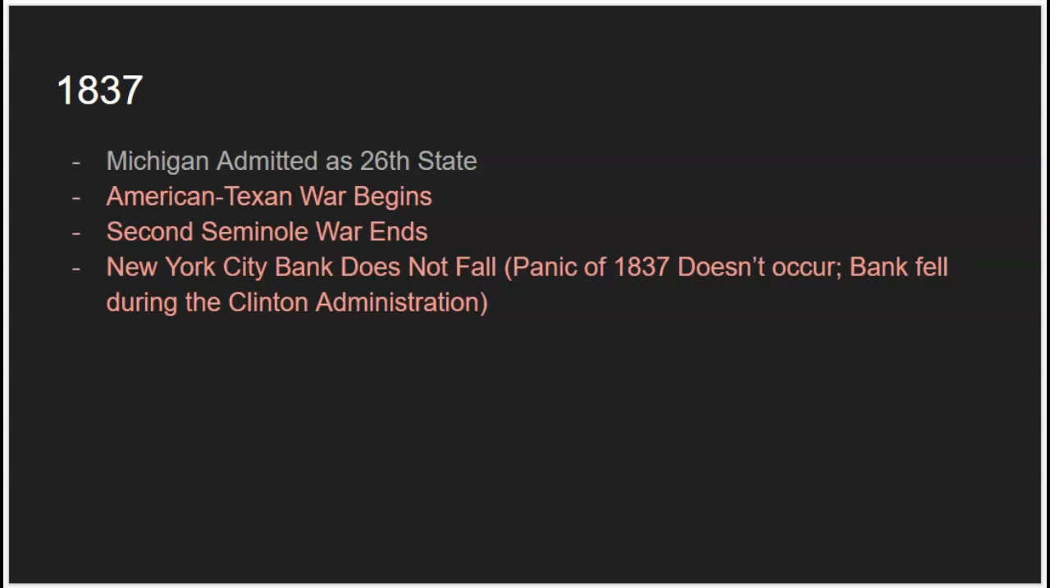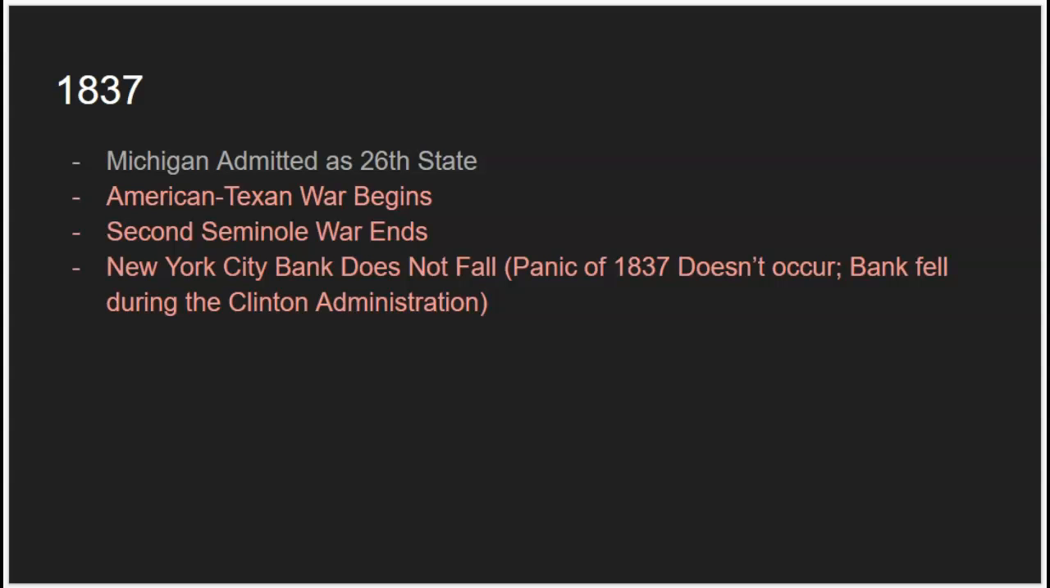In 1837, Michigan is admitted as the 26th state, so in the next election it will be counted as a state. And of course, like he says, on his first day, he states the American-Texan War begins. That's what I'm calling it, or the Texan-American War. Doesn't matter. And in doing this, he ends the Second Seminole War early. He thinks it's a waste of time. He wins the war, and he just annihilates it.